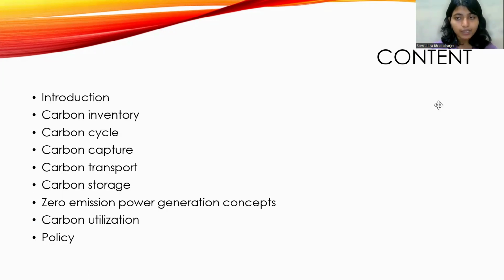Now let us discuss what will be covered in today's presentation. First, we'll start with the basic introduction of CCUS. Then we'll move on to a few terminologies, which include the carbon inventory and the carbon cycle. Then we'll discuss the various stages of the CCUS process, which involve the carbon capture process, the transport process, the storage process. Then we'll also discuss the various zero emission power generation concepts. Then we'll move on to the fourth stage of the CCUS process, which is carbon utilization. And then in the end, we'll discuss the different policies in various countries across the globe. Now let's get started with the presentation.